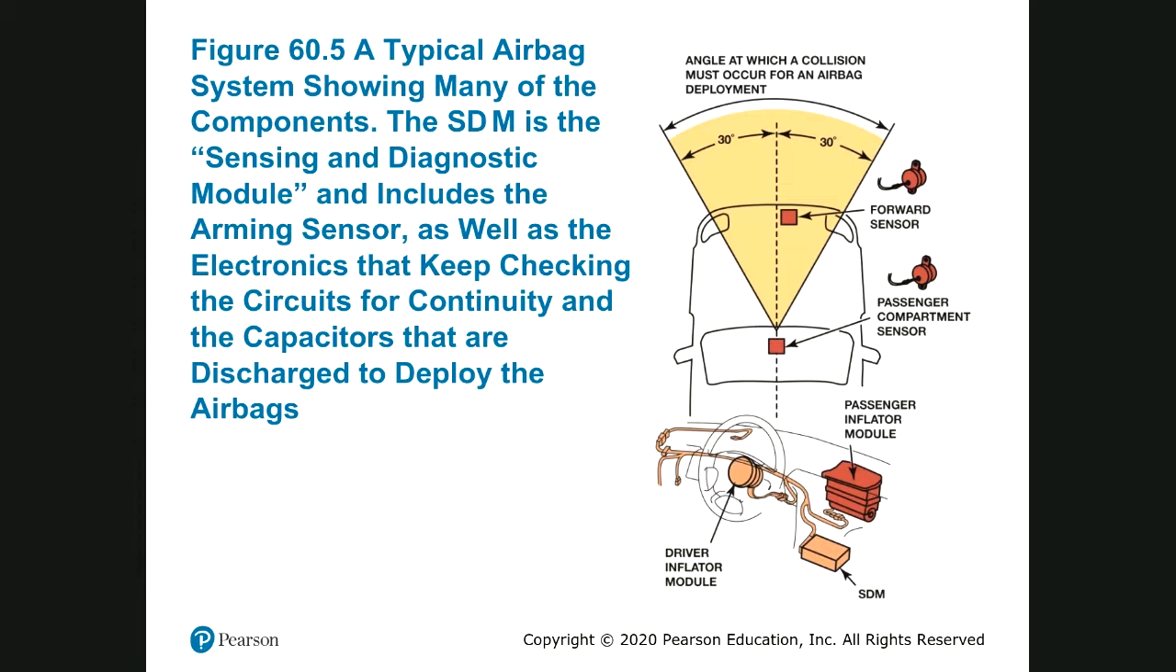Here you can see the typical airbag system showing many of the components. The sensing and diagnostic module includes an arming sensor as well as electronics that keep checking the circuits for continuity, and the capacitors that are discharged to deploy the airbags.